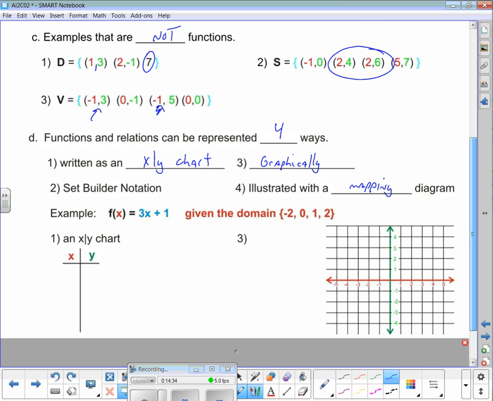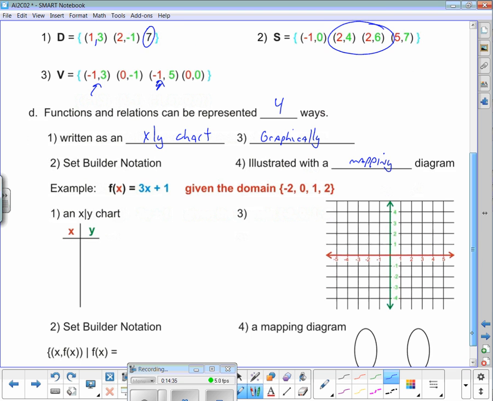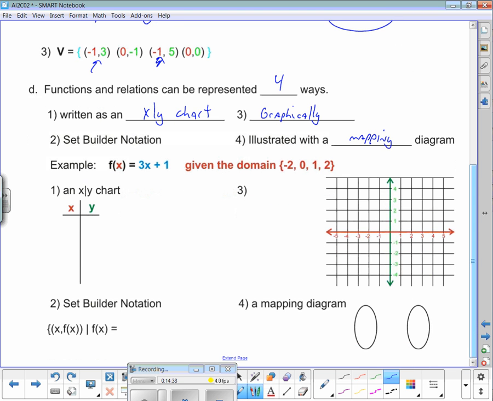Let's take a look at these right here. Let me get rid of my shade. All right, so an XY chart. So right here, if you'll focus your attention on the example, here's our example function. F of x equals 3x plus 1 given the domain. Oh, we're told the domain. So here would be an XY chart. I know -2 is part of my domain.